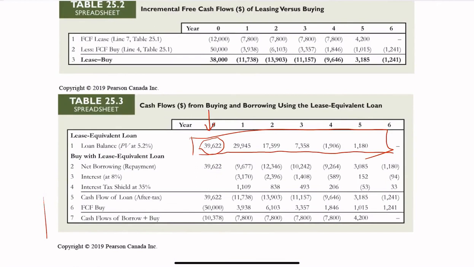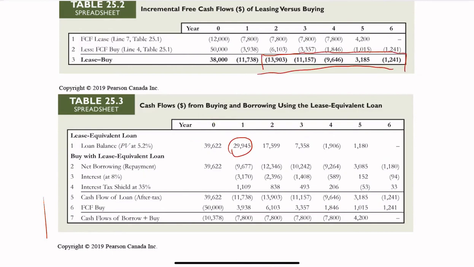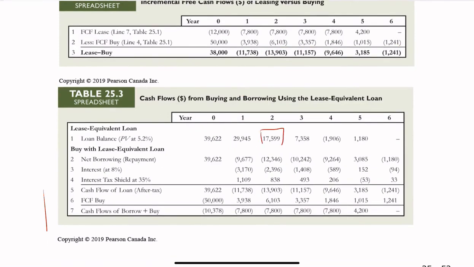And then, how do you get this amount? Well, to get this amount, you would just discount these cash flows, again at the after-tax cost of debt. So similarly, for this, you will discount these cash flows. So this is how you get the loan balance at each date.